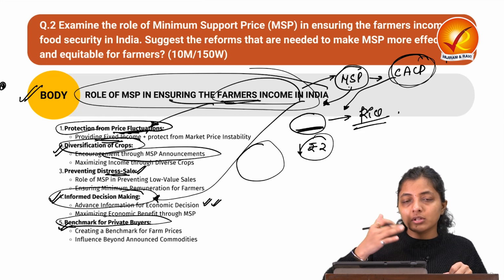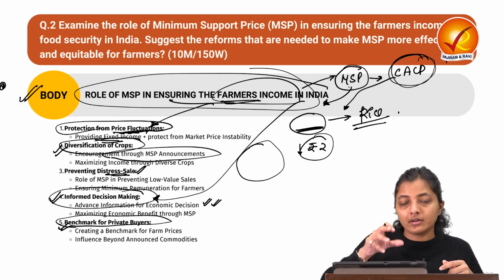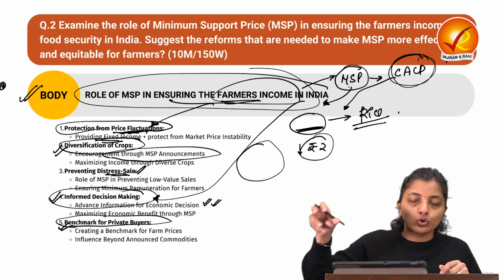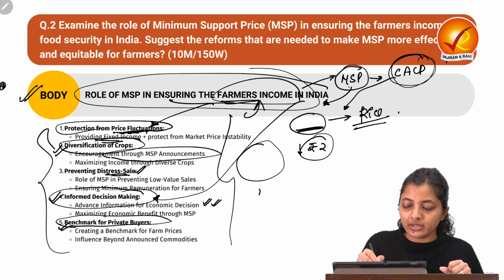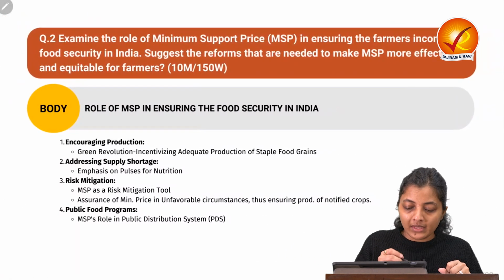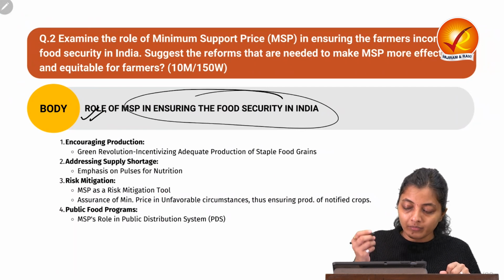So if the MSP is higher on some products, then the farmer can sow those goods in their farms. So this is the role MSP plays in ensuring the farmer's income in India. Next is about how MSP helps in ensuring food security in India.